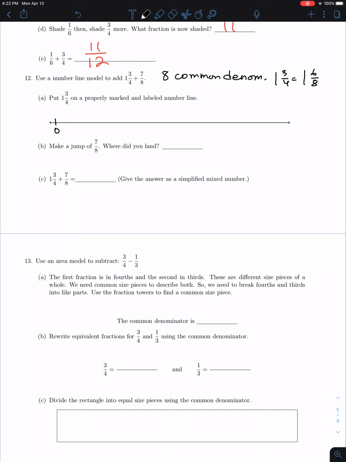Again, let me first break it up to 0, 1, 2, and 3. Since our common denominator is 8, we're going to need 8 chunks. So I need 7 tick marks. So 1, 2, 3, 4, 5, 6, 7. 2, 3, 4, 5, 6, 7.